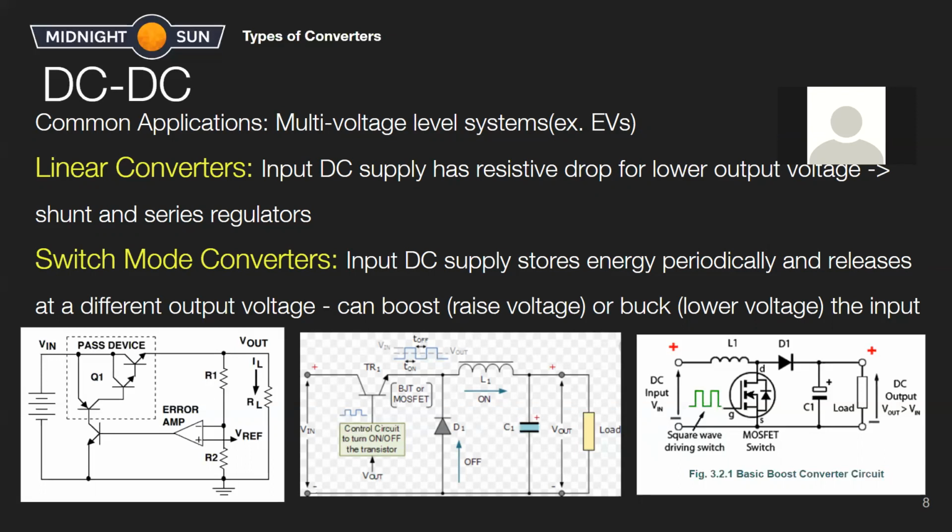DC-DC converters are a huge topic of specific converters, but they can really be branched out into two main types, linear converters and switch mode converters. Linear converters traditionally use resistive drop for a lower output voltage, or they use a shunt of some sort. So the main takeaway is that the voltage is dropped on some load for the output to be at a different reference.